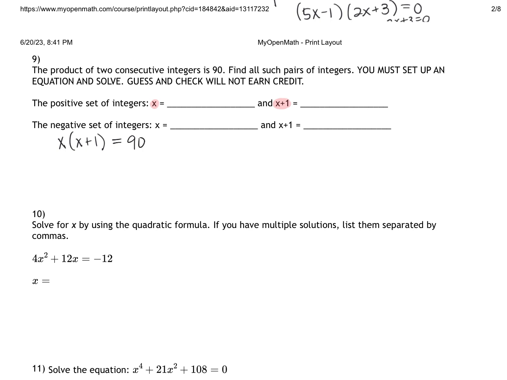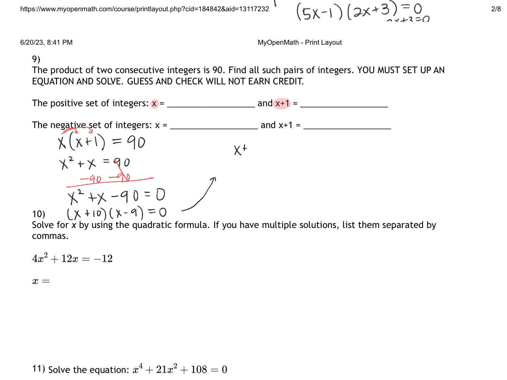And then you solve this equation. So you would distribute the x. So you would get x squared plus x equals 90. You would subtract 90 from both sides. You would get x squared plus x minus 90 equals 0. And then you would factor. So (x plus 10)(x minus 9) equals 0.